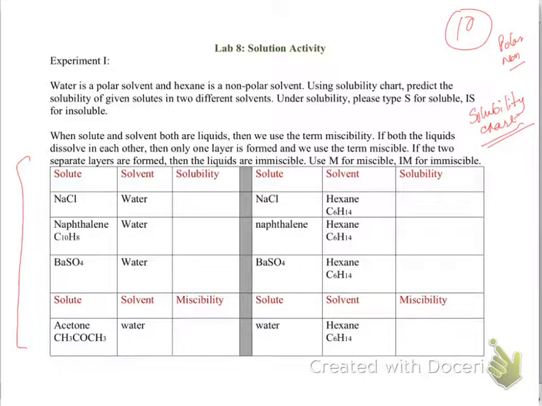So NaCl is salt, soluble in water. You go back into the solubility chart and check NaCl. If it is soluble, then write S. If it is insoluble, then write IS, insoluble. I will take off points if you are not using the format, or if you are not following the directions that I'm giving you.